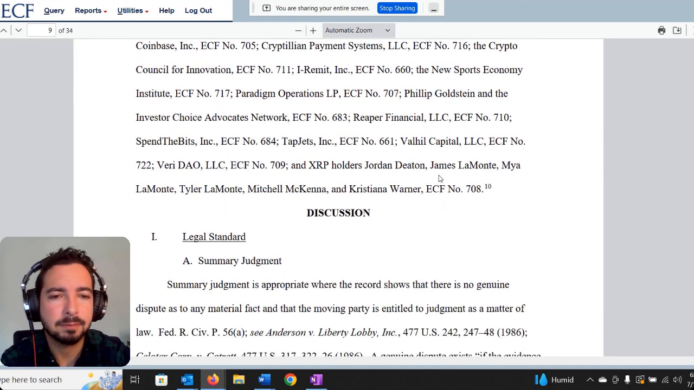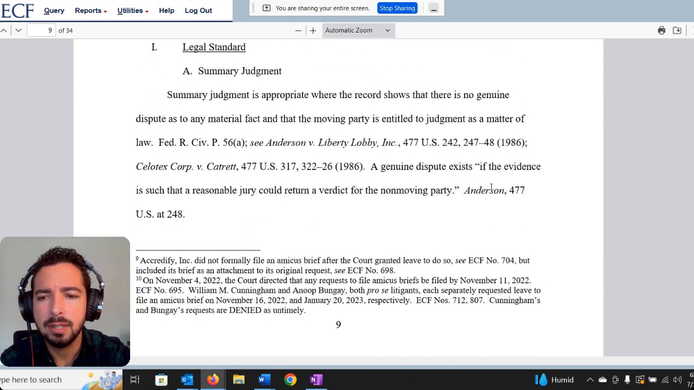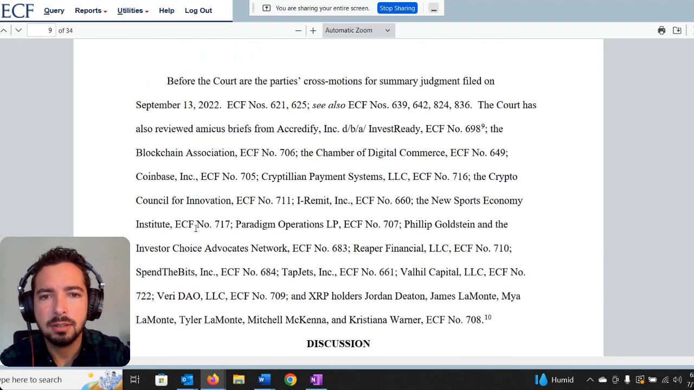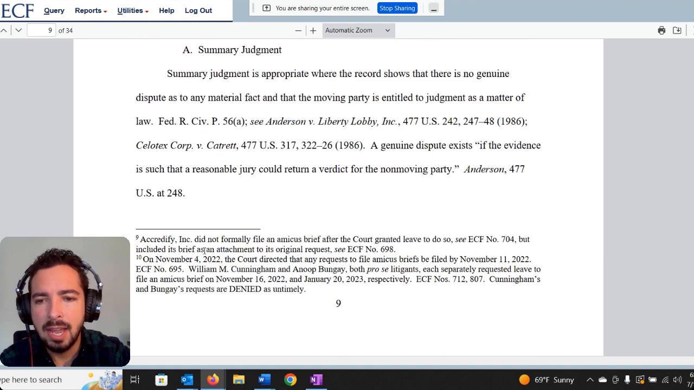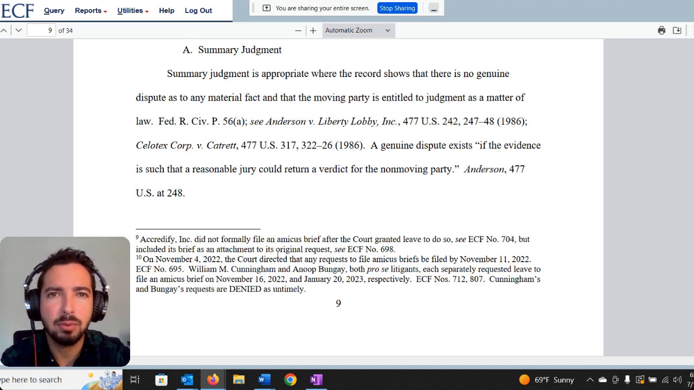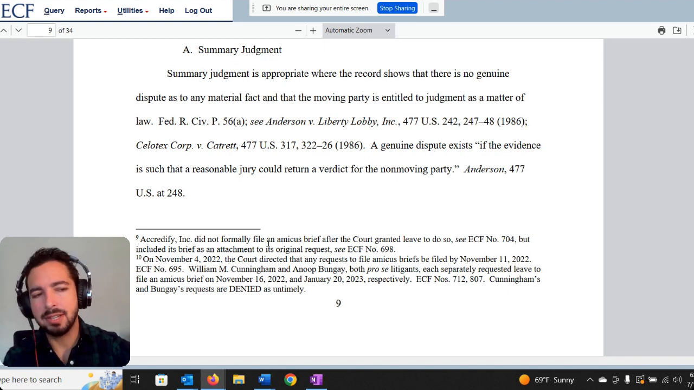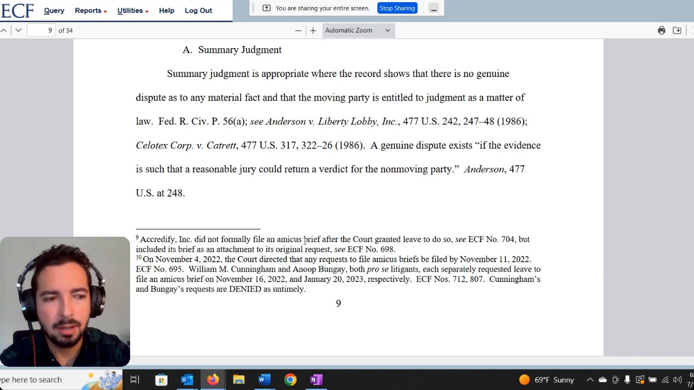We got a footnote 10 here. Oh, and a footnote 9 somewhere. There it is. Footnote 9. Accredify Inc. did not formally file an amicus brief after the court granted leave to do so, but included its brief as an attachment to its original request. So what that means is just Accredify jumped the gun a little bit. They just made the request to file an amicus brief, and at the same time, they just attached their brief. So it's just they skipped a step to save some time, is what that sounds like.